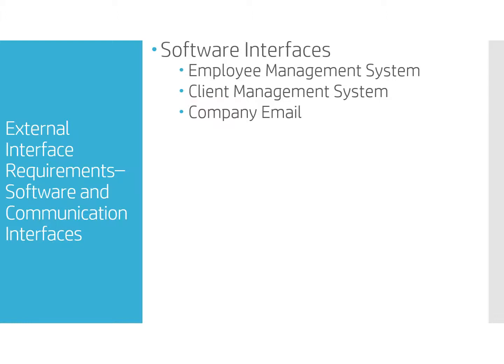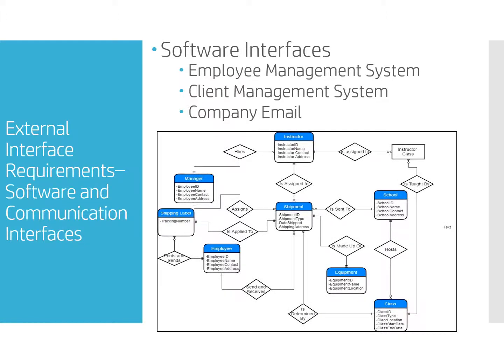The system, as we have discussed, will need to interface with the employee management system and the client management system, as well as the company email. And our entity relationship diagram below explains why. A shipment will need to be sent to a school, so the system will need to interface with the client management system. Shipments will need to be assigned to instructors, so the system will need to interface with the employee management system. And then anytime there is an action item, as we said, an email will be sent to the appropriate employee, which is why the system needs to interface with the company email.